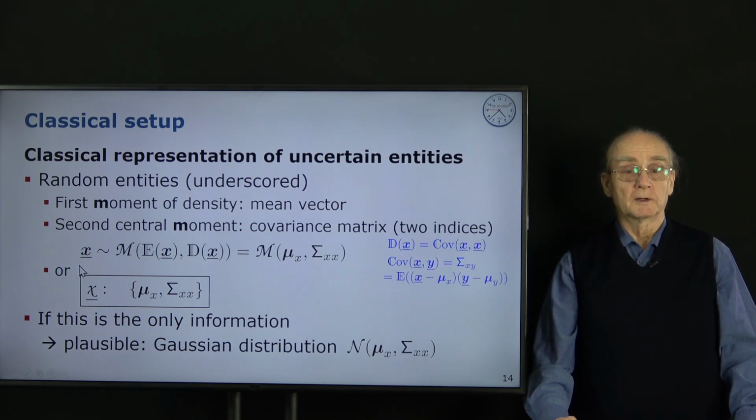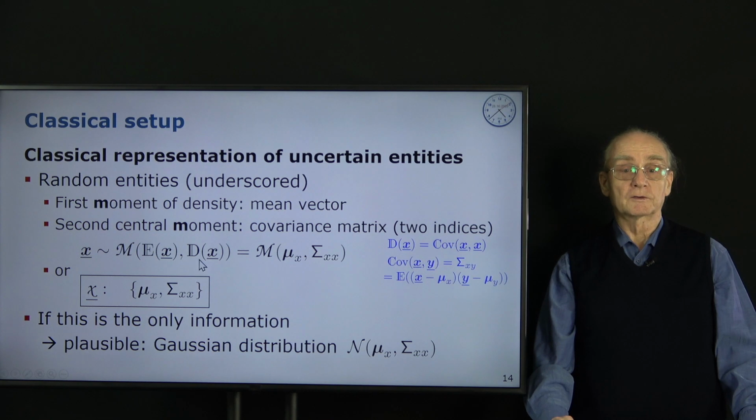So if we have a vector x, which is uncertain, we say it's distributed according to, which is this tilde, some arbitrary distribution m with some parameters. The first parameter is the mean value, and the second parameter is the variance, or if it is a vector, it's the mean vector and the covariance matrix. So usually we write it in this way. So it's the mean vector of x and the covariance matrix of x.